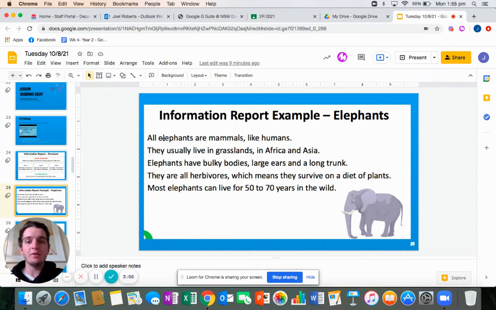Here's an example that I have found. It's a really, really simple, short information report about elephants. Okay, I know that we can write a little bit more than this when we're writing, but this is just a good example to show the importance of text structure.